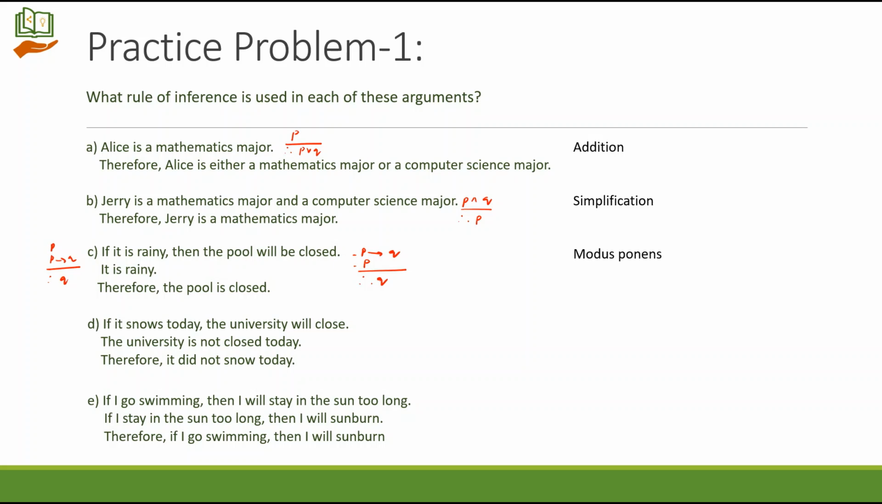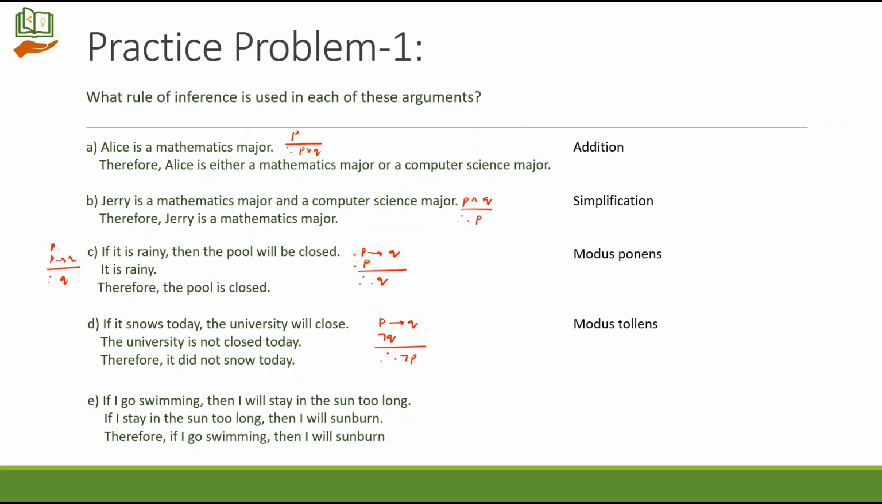What about D? If it snows today, the university will close. This is P implies Q. The university is not closed today. This is negation of Q. Therefore, it did not snow today is negation of P. What is this? It is Modus Tollens.